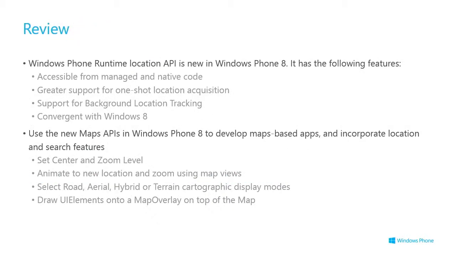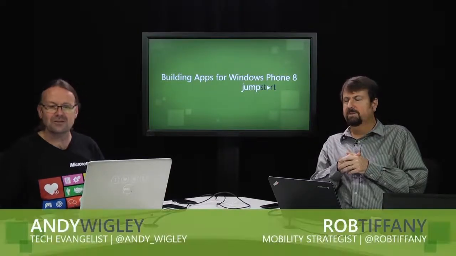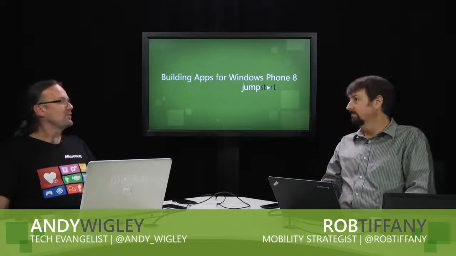So in review, we've looked at the new location API, and the new maps control and the kind of stuff that you can do with that. It does differ a little bit from what we were doing on 7.1, but it's a better mapping solution and greater results and a good experience for your users. Excellent. That's that topic. We are done with maps and location.